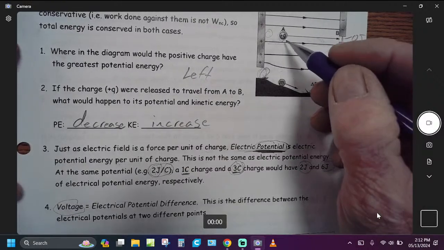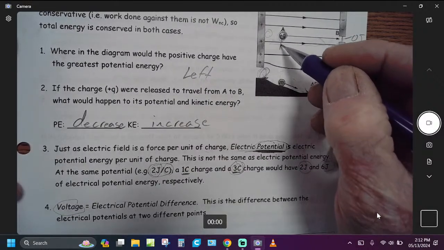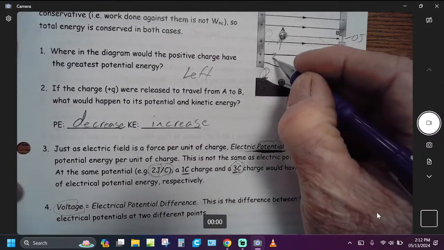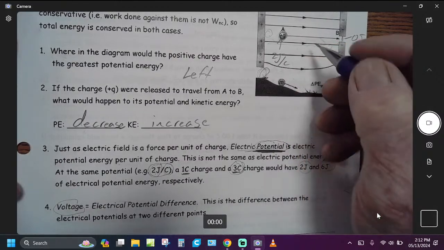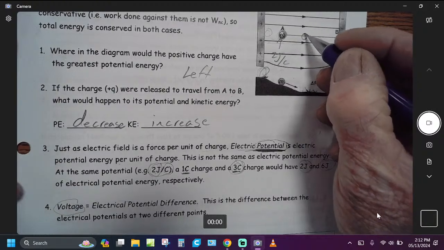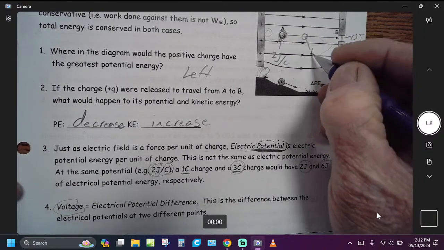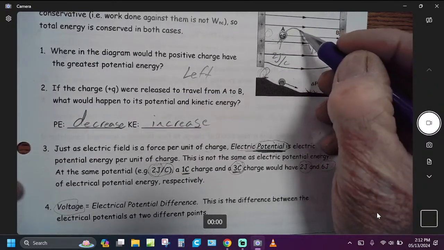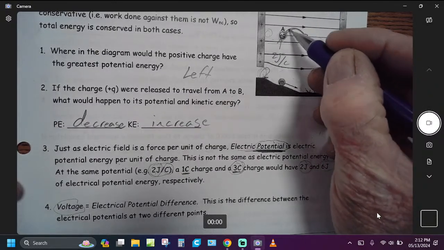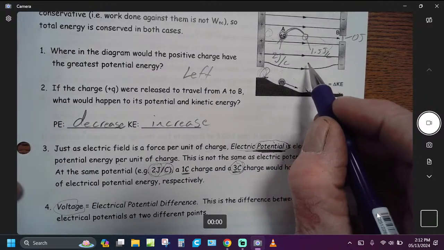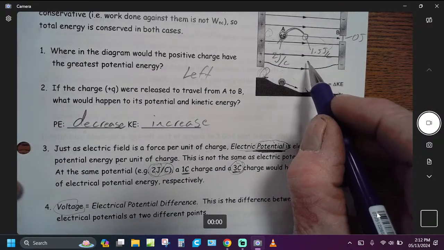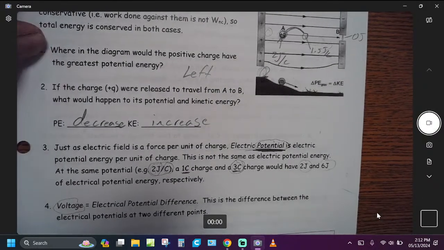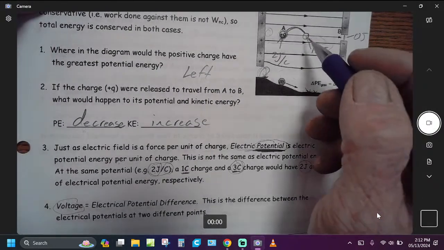Here's what voltage is, though. I measure the potential of this here, and I get, I'm just going to say, 2 joules per coulomb. And then I measure the potential of it here, and I get 1.5 joules per coulomb. What voltage is, it's the difference between those two. So what would the voltage be? How many joules per coulomb? 0.5.